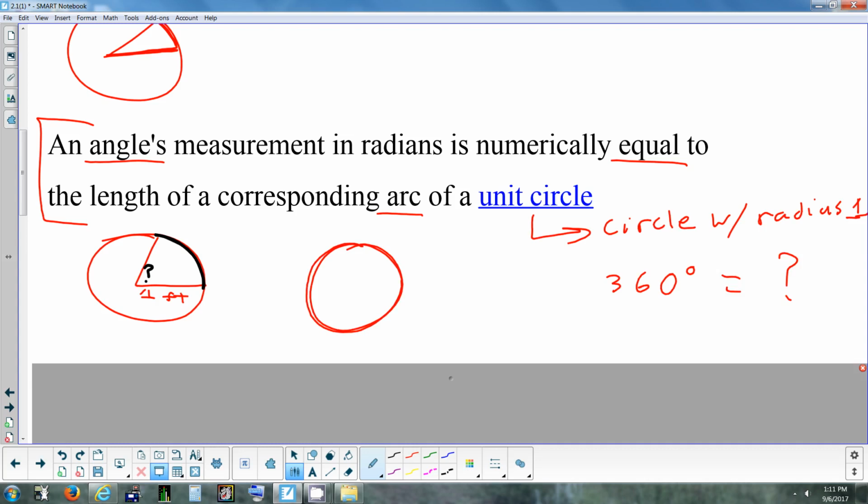Why the circumference? Because the circumference is exactly the same as the angle. The circumference is equal to the angle. And if you do it that way, you're automatically going to be in radians. Okay, so what's the formula for the circumference of a circle? Remember that?